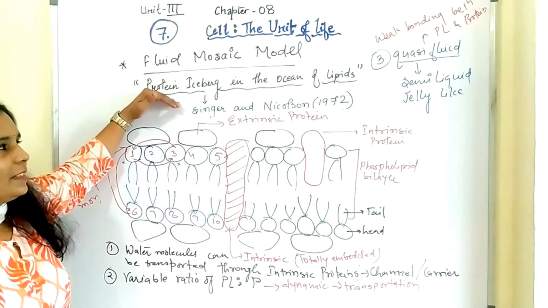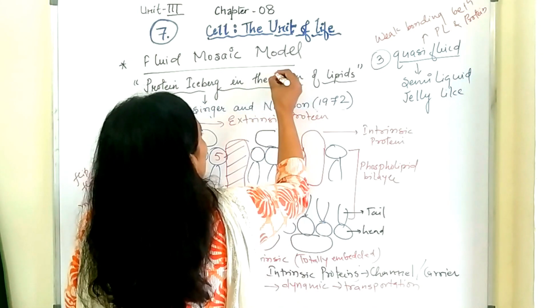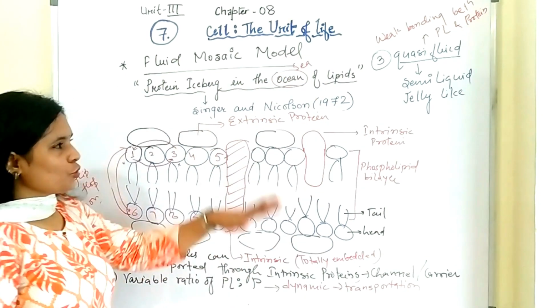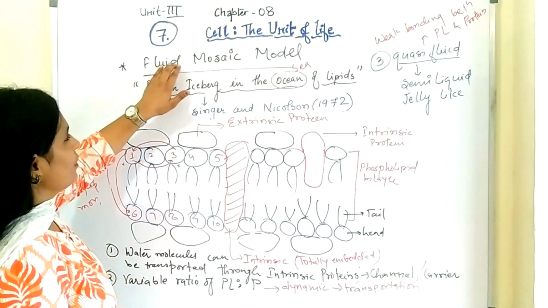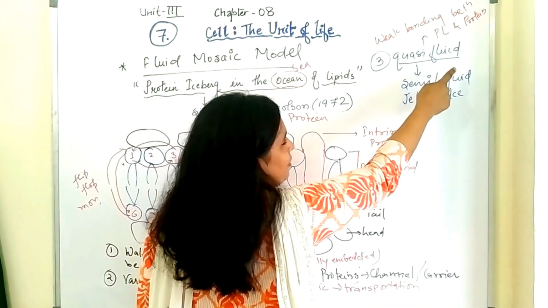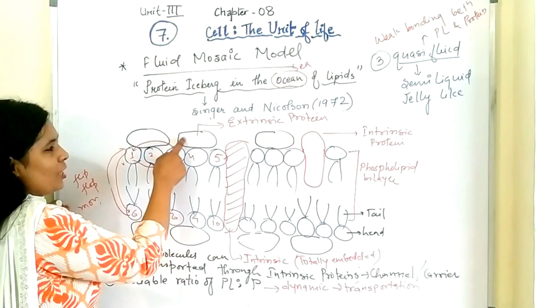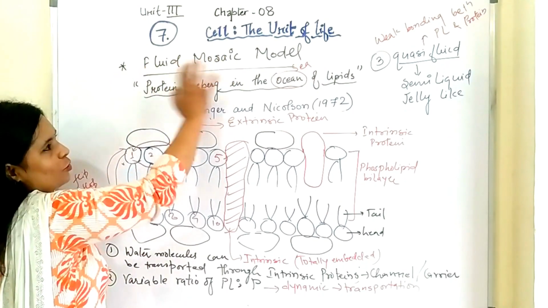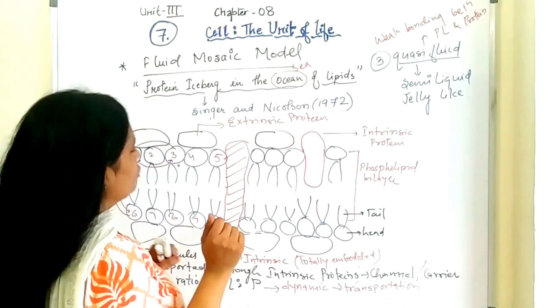That is why this phrase was given by them, that is protein iceberg in the ocean, or you can call it ocean or sea of the lipid. So this is all about fluid mosaic model. Now, why Singer and Nicolson has given them the name as fluid mosaic? Because fluid, as it is quasi-fluid, jelly-like structure, and mosaic as there is a change in the position of protein and phospholipid, that is why it is mosaic. So, fluid mosaic model given by Singer and Nicolson in 1972.